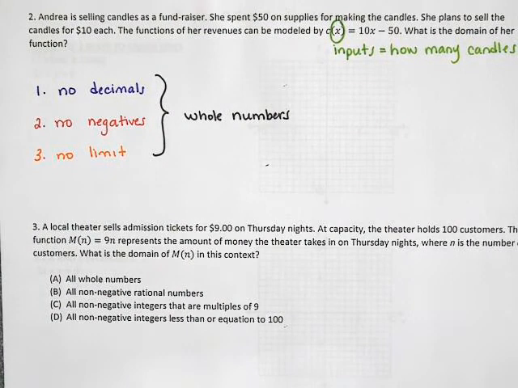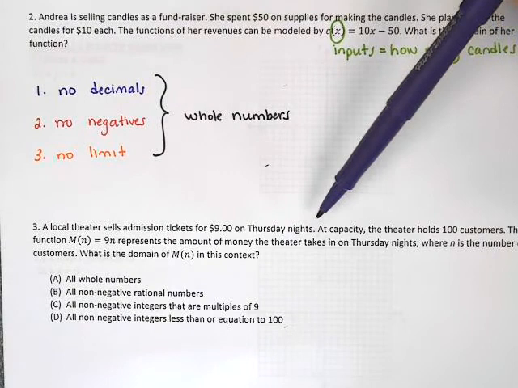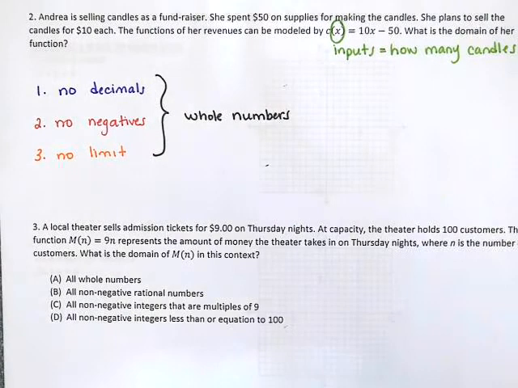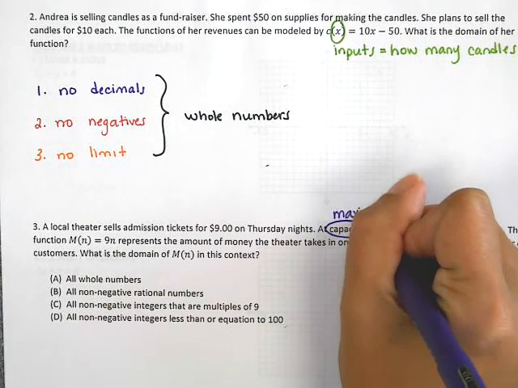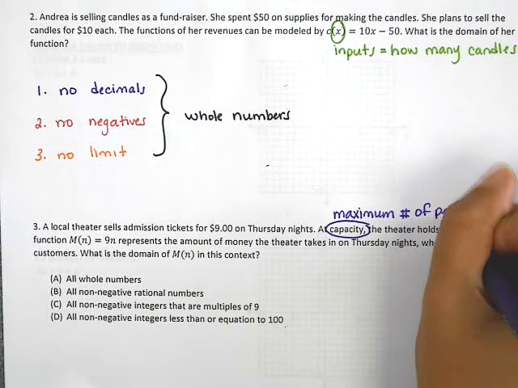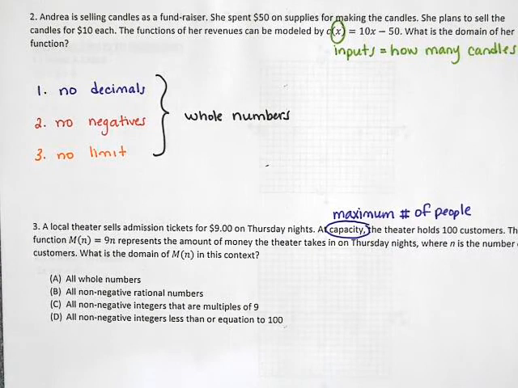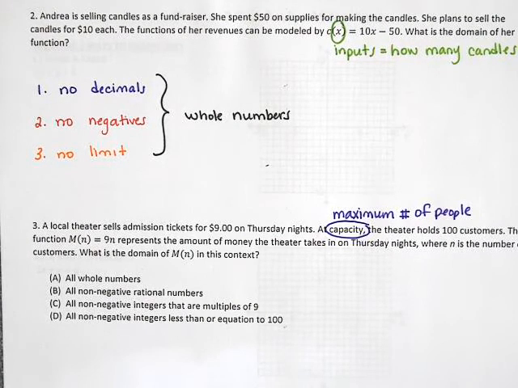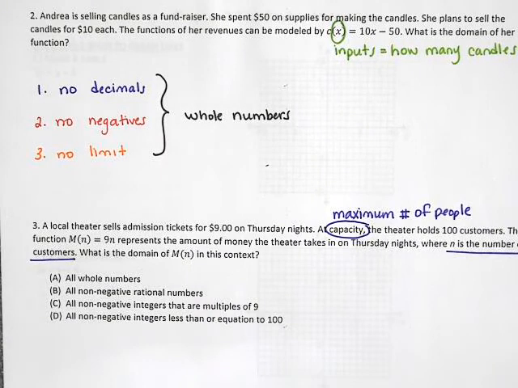Number 3 is an example of an SAT style question. It says a local theater sells admission tickets for $9 on Thursday nights. At capacity means how many it can have, so this is the maximum number of people. It holds 100 customers. The function m of n equals 9n represents the amount of money the theater takes in on Thursday nights, where n is the number of customers. What is the domain in this context?